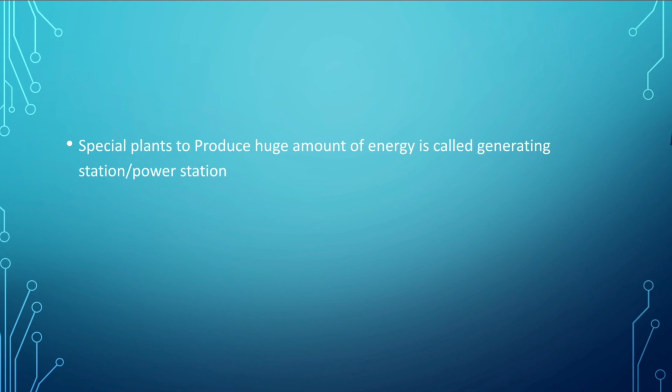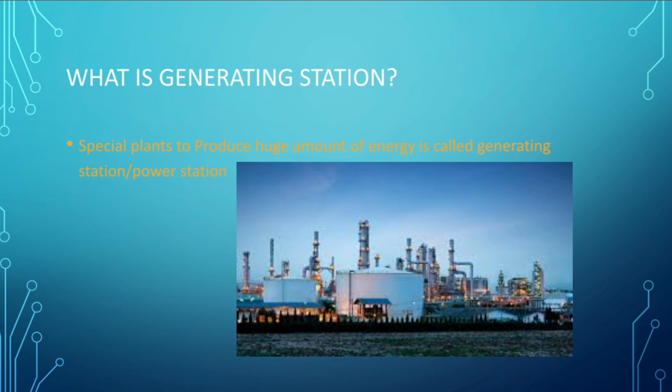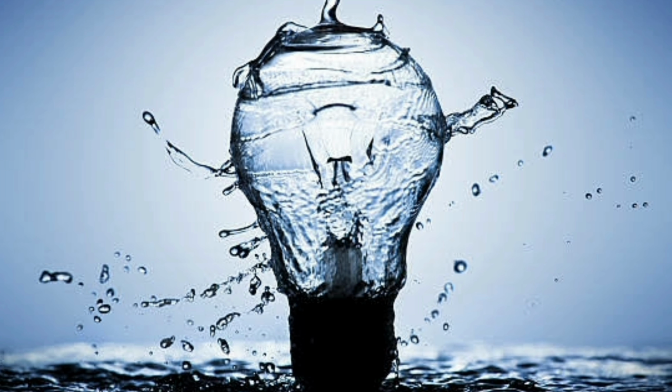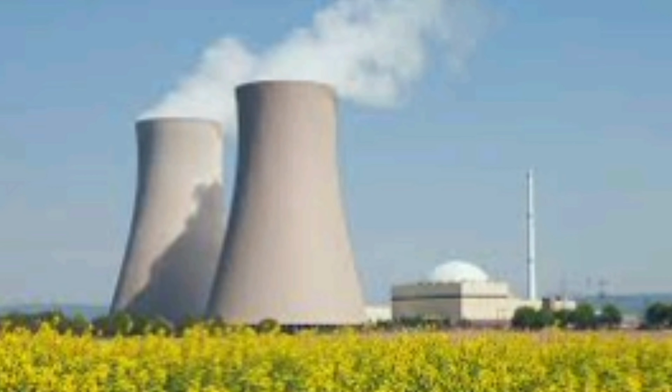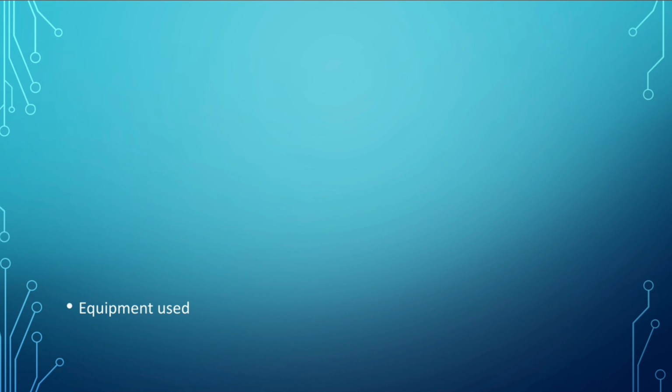So what is a generating station? The place where a huge amount of electrical energy is produced by conversion of one source of energy into another source of energy is called a power plant or generating station. So now that we know what we will be covering in our unit 2, which is all about generating stations, there will be different kinds of generating stations or power plants. The first generating station or power plant we want to cover is the steam or thermal power plant. So now let's have a look at the content of this video and what we will be covering under the topic of steam or thermal power plant.